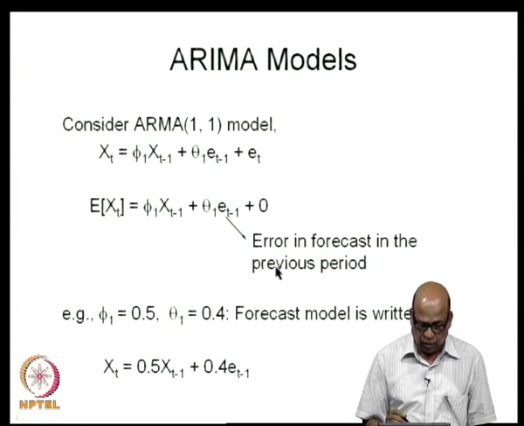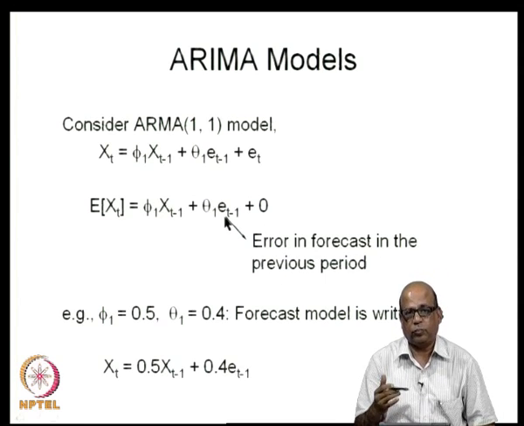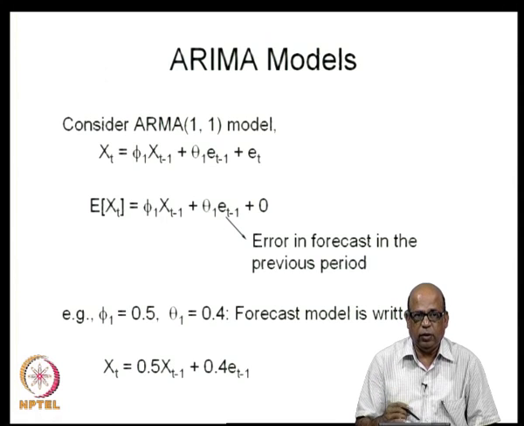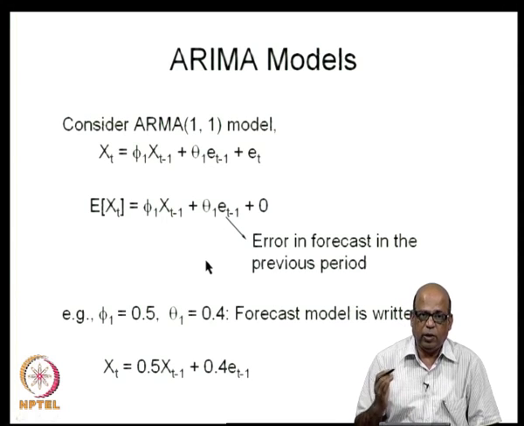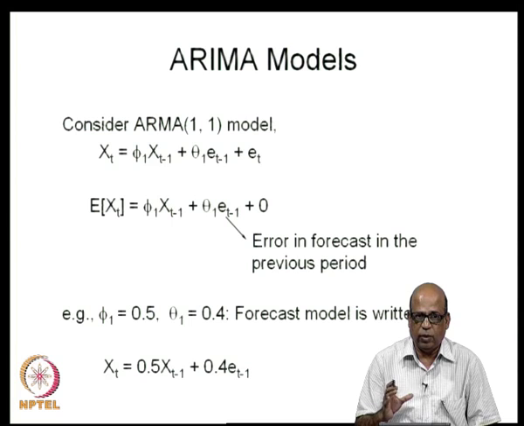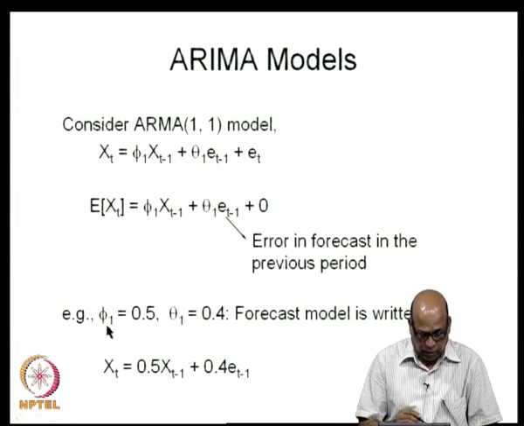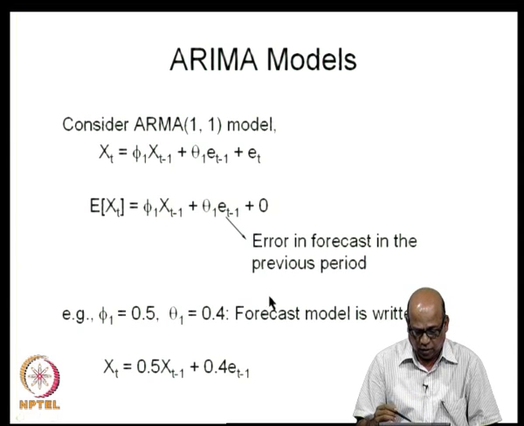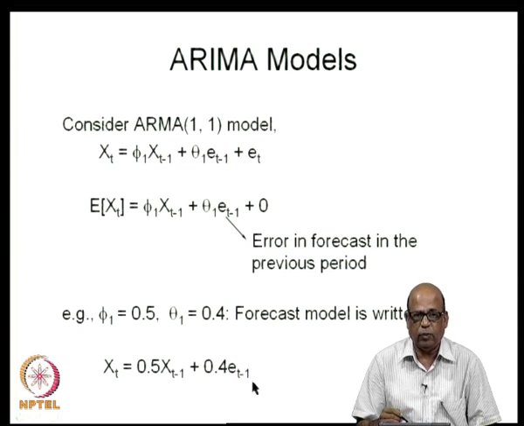So, this is the error in forecast in the previous time period. So, you had applied this in the previous time period, compared it with the actual data for the validation period, and then you obtain this E t minus 1. And therefore, that is a known value, and when you take the expected value of a constant, if you recall, it will be the constant itself. Let us say, for example, phi 1 is equal to 0.5 and theta 1 is equal to 0.4 as we considered earlier. We write this as x t is equal to 0.5 x t minus 1 plus 0.4 E t minus 1.